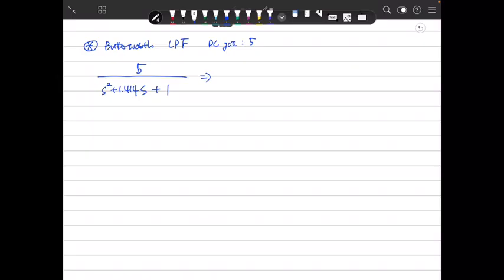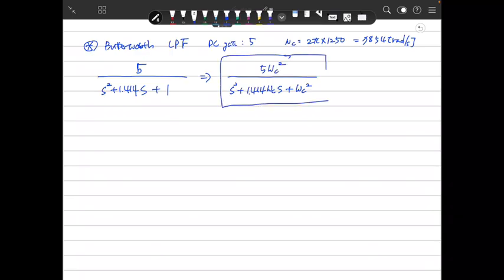Then how can you do that? You need to make a frequency scaling. So the cutoff frequency omega c is 2 pi multiplied by 1250. So that will be 7854 radian per second. So that will be S squared plus 1.414 omega c S plus omega c squared, and 5 omega c squared. This is the Butterworth low pass filter with a DC gain of 5 and the cutoff frequency in these variables.